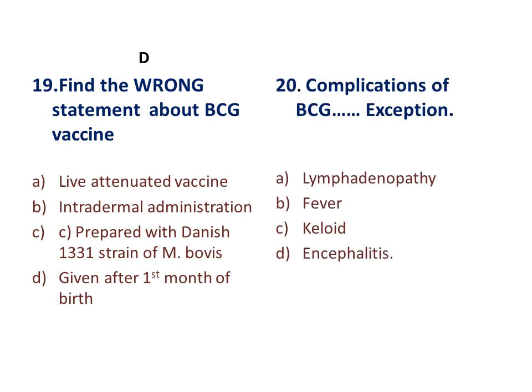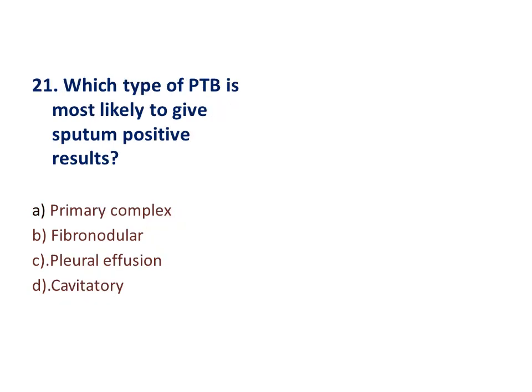Next, which is the exception among the complications of BCG? BCG vaccination is responsible for lymphadenopathy, fever, and keloid formation at the site of vaccination, but it never causes encephalitis. So the answer is encephalitis.